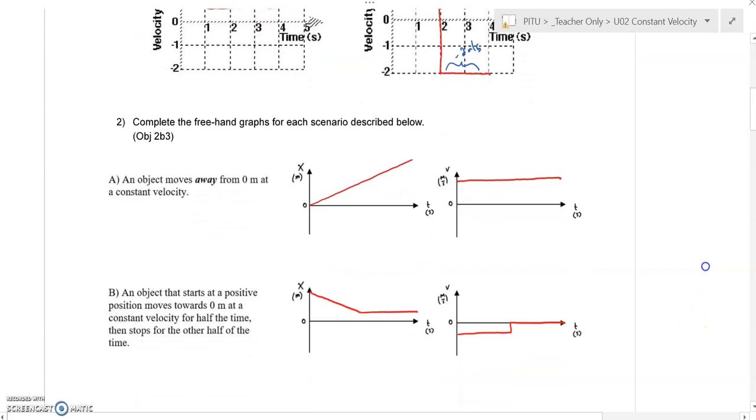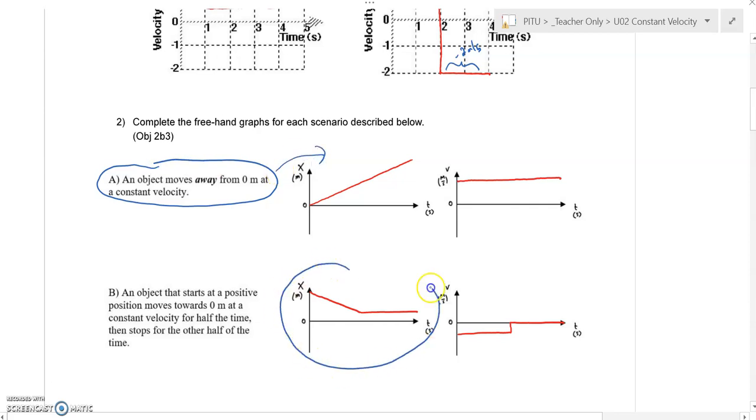Now it's asking you here to just make a freehand sketch. So yours might not look exactly like mine, but it should be similar, because you need to be able to take a written, typed out description, and turn it into a graph. You may also have to be able to take a graph and turn it into a written description or a typed out description. So both of these skills are necessary.